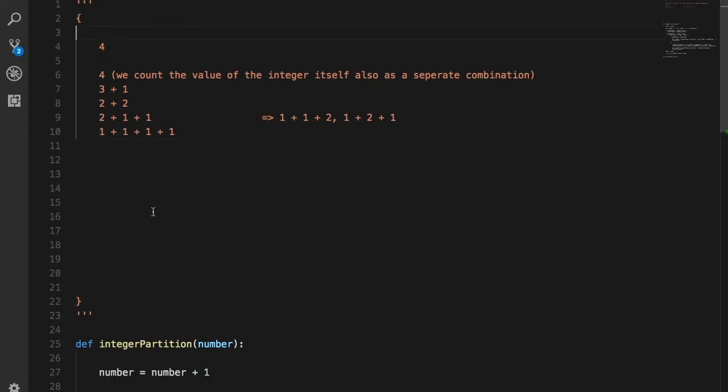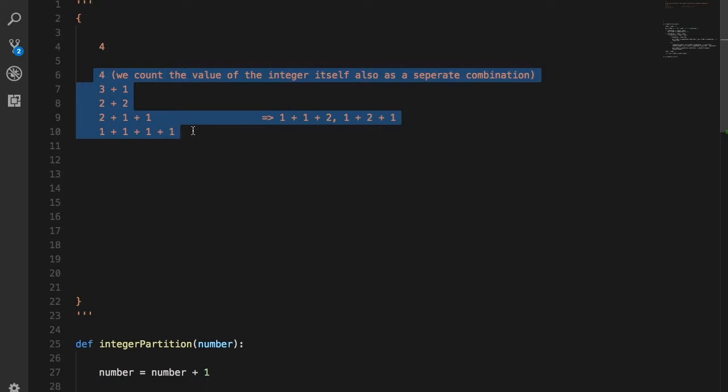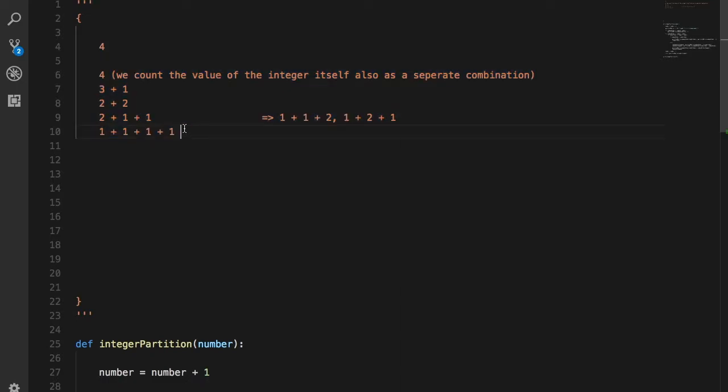According to number theory and combinatorics, a partition of a positive integer is a way of writing the number as a sum of multiple positive integers. For example, if we take a positive integer like 4, we can express 4 as 4, 3 plus 1, 2 plus 2, 2 plus 1 plus 1, and 1 plus 1 plus 1 plus 1. Now, we also count the value of the integer itself as a separate combination. Hence, the number of integer partitions for 4 is 5, or P of n, or P of 4, is 5.